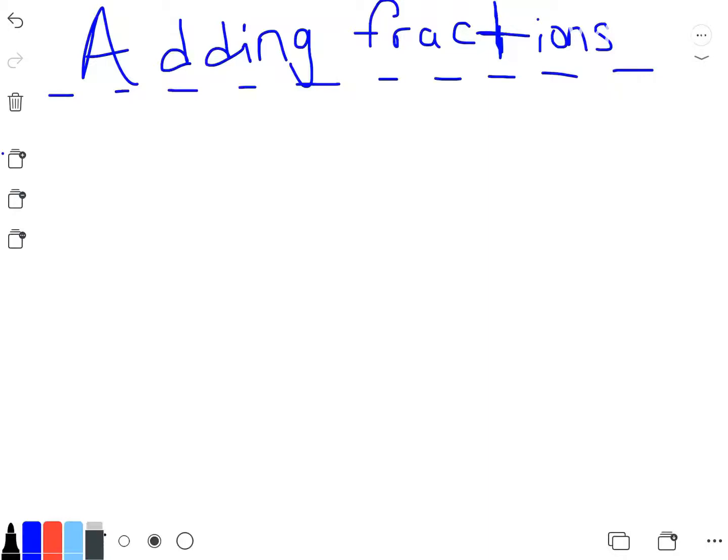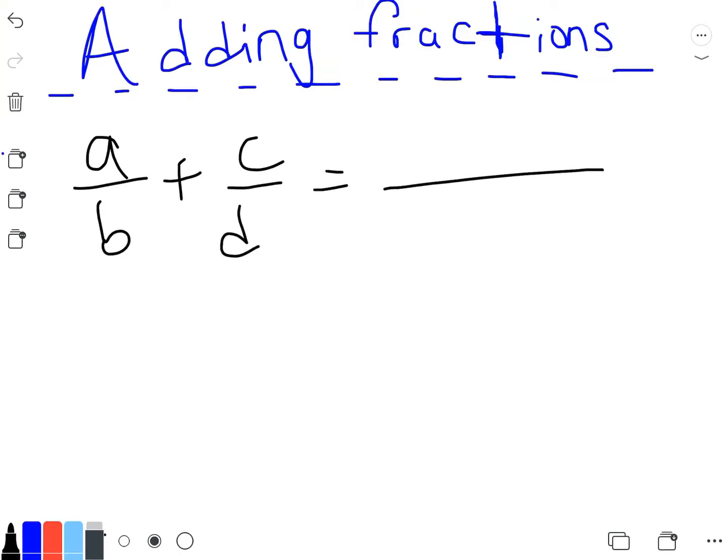Hey guys, today we're going to learn how to add fractions. Adding fractions is really easy. Let's say we have two fractions, a by b plus c by d.